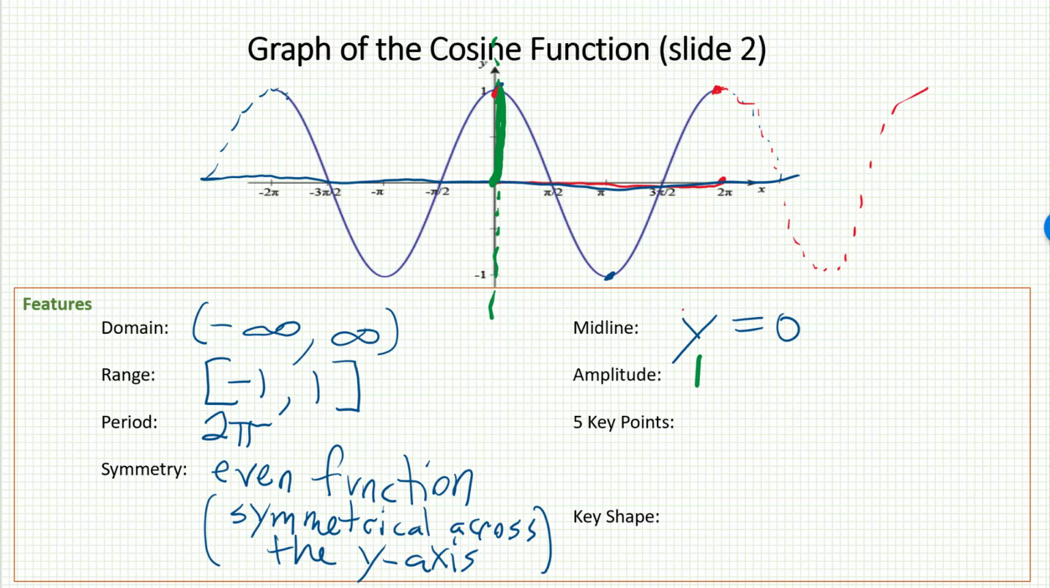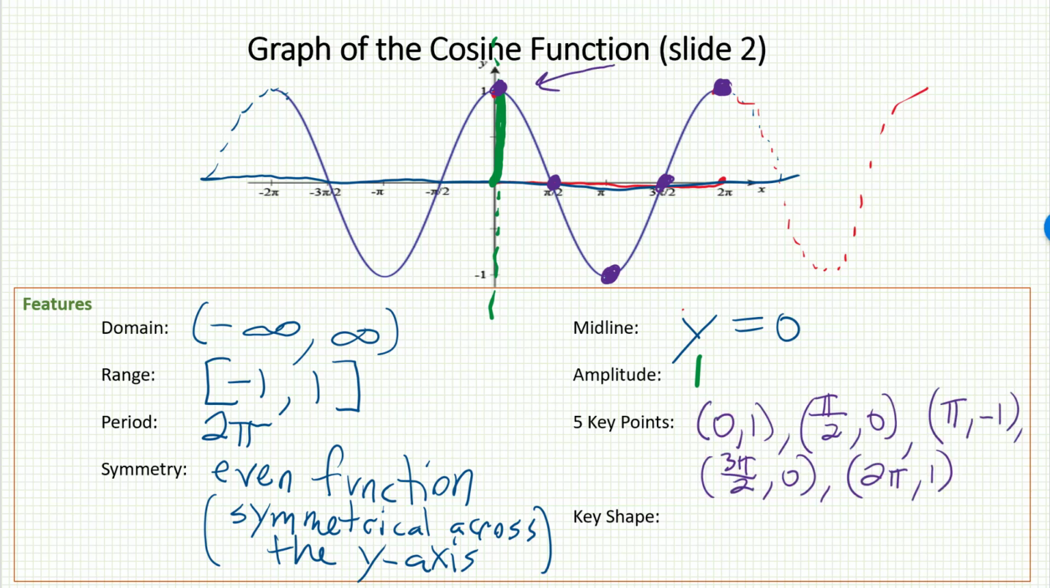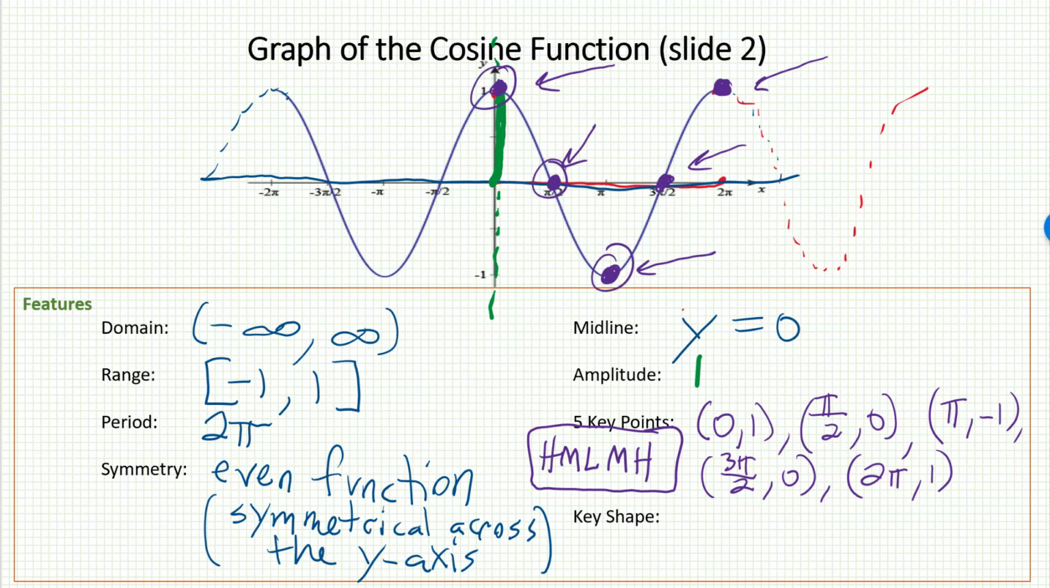And then the 5 key points, those are the 5 points we had originally marked. They are all the spots where the graph either hits the midline or is at the high or low spot within one period. We can write down the coordinates. We have 0, 1, pi over 2, 0, pi, -1, 3 pi over 2, 0, and 2 pi, 1. And then the pattern this time for cosine goes high, middle, low, middle, high.